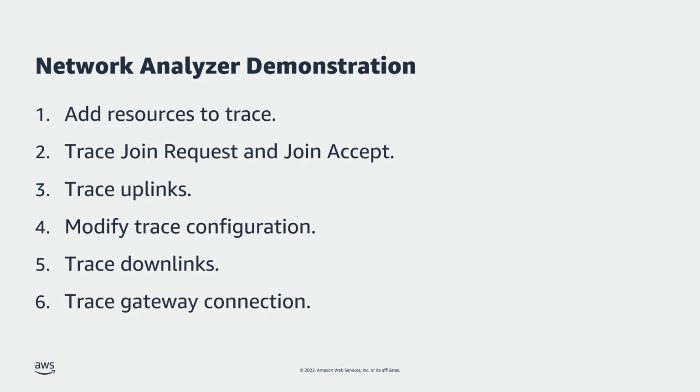We'll now learn about the features and capabilities of the AWS IoT Core for LoRaWAN Network Analyzer. Using a Class A device, we will add device and gateway resources to the configuration to select what to trace, trace a device joining the network, trace a device sending uplinks, modify the configuration to control what frames and events are traced, trace downlink messages being sent to a device, and finally, trace a gateway connecting to AWS IoT Core for LoRaWAN.